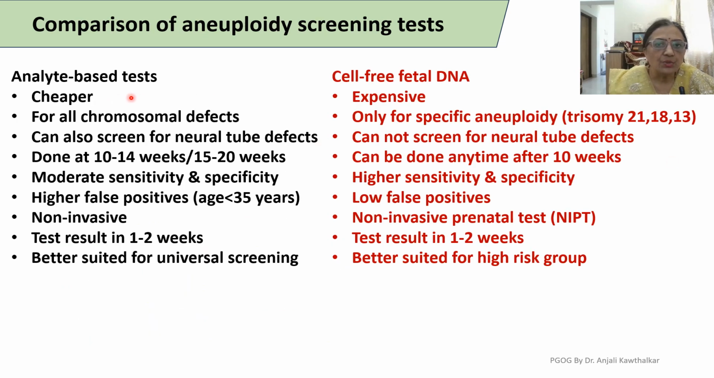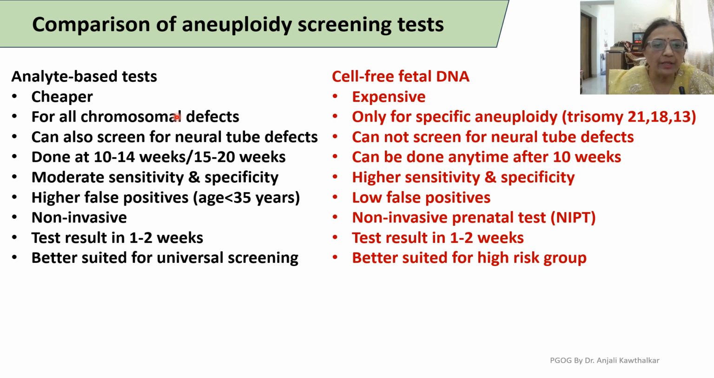If we compare these two aneuploidy screening tests, one is an analyte based test and the other is cell-free fetal DNA. Comparatively, analyte based tests are cheaper. Under the umbrella of these analyte based tests, we can detect many more chromosomal abnormalities apart from the common ones which we have seen. Common ones are trisomy 21, 18, and 13, and sex chromosomal abnormalities.